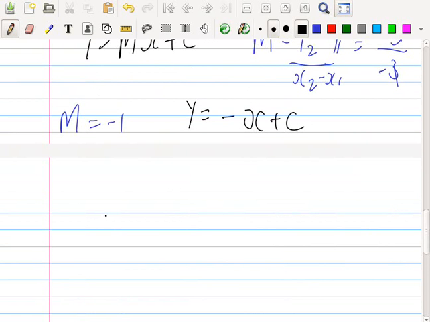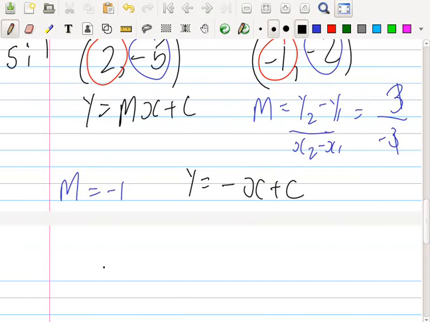So I just have to find the c now. And how can I find the c? Plug one of the points. Yeah, I think I'll put this one in.